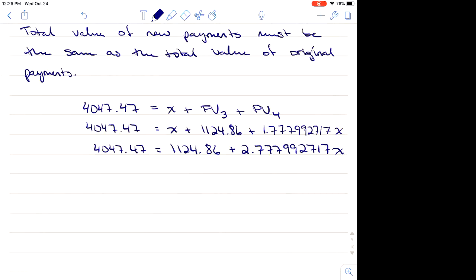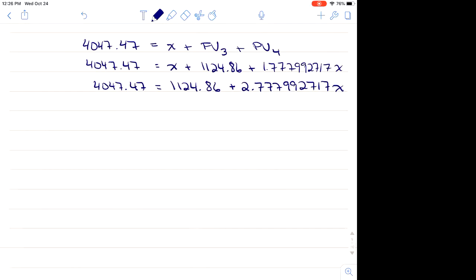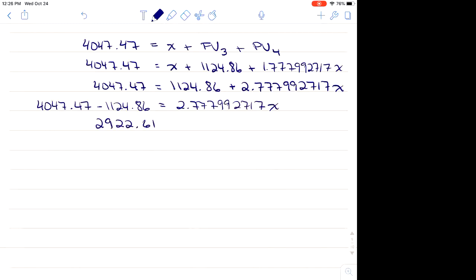Trying to solve for X, right? I can subtract 1124.86 from both sides. So I get 4047.47 minus 1124.86 is 2.7779927717X. 4047.47 minus 1124.86, I get $2,922.61, which is 2.7779927717X.